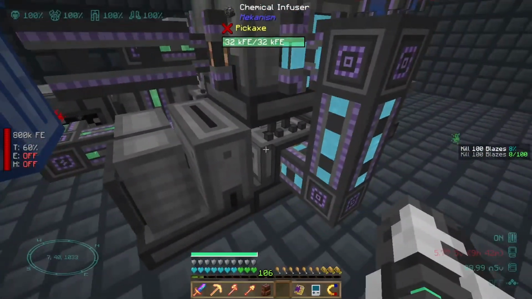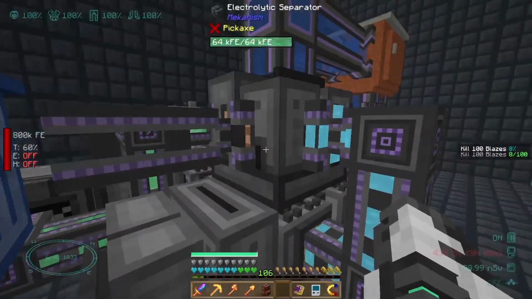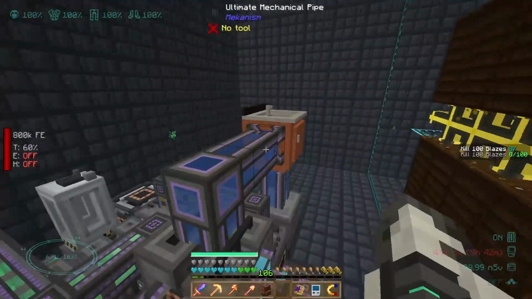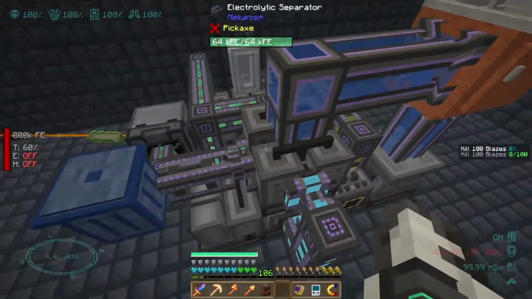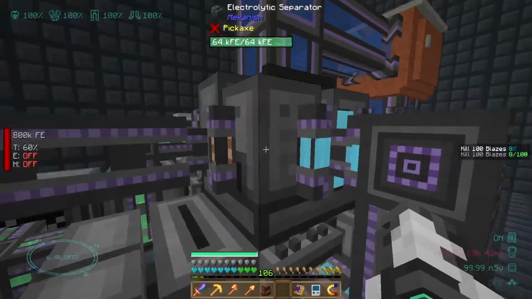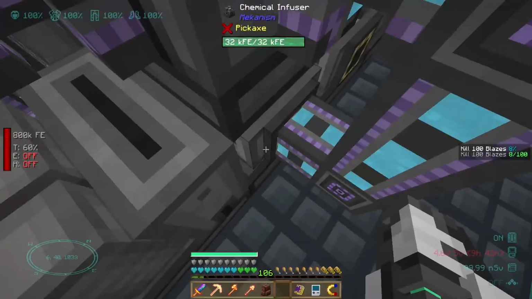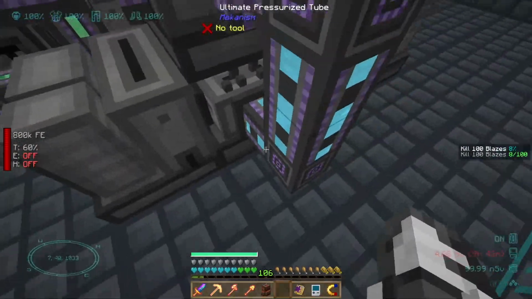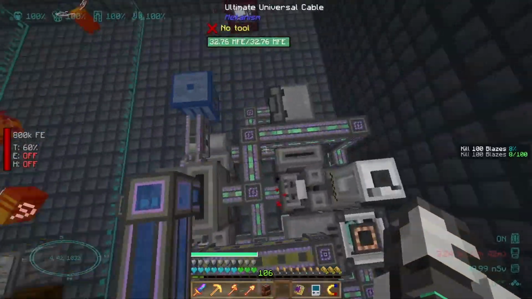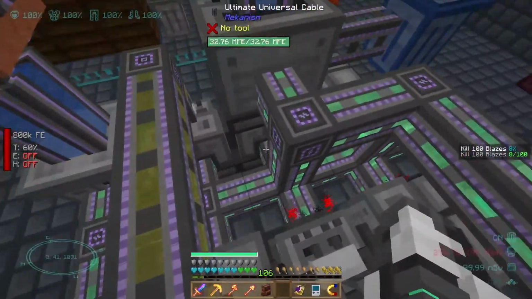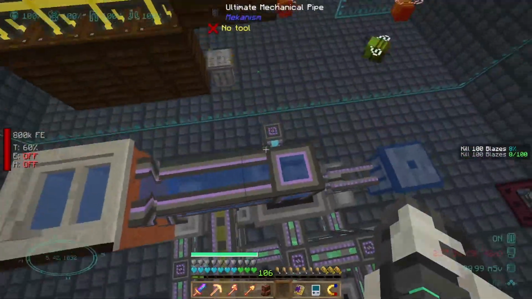Next up, we have the chemical infuser with the electrolytic separator on top of it. The electrolytic separator is accepting water from a sink on top. The electrolytic separator is then outputting oxygen down into the front of the chemical infuser. The chemical infuser is accepting energy again from the back. I have just a line of cables running through the center of them.